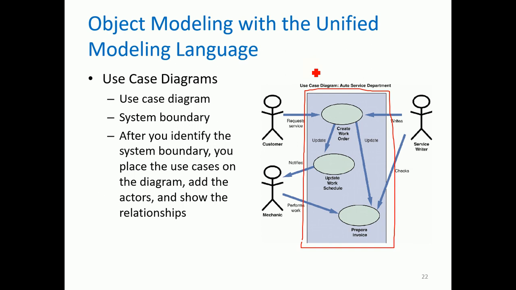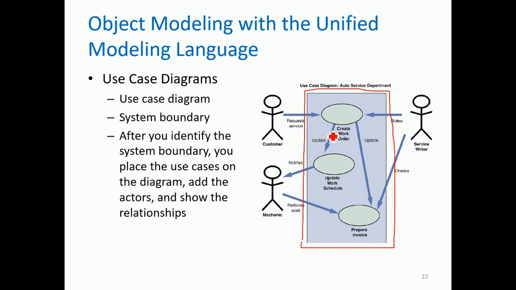Okay, just like the data flow diagram, to easily create the use case diagram, you should know the step-by-step procedures. So for example, for the use case diagram of an auto service department, the identified steps are create work order, update work schedule, and prepare invoice. And then for these steps, who are the persons involved? You have to know who the actors are, such as the customer, the mechanic, and then the service writer.